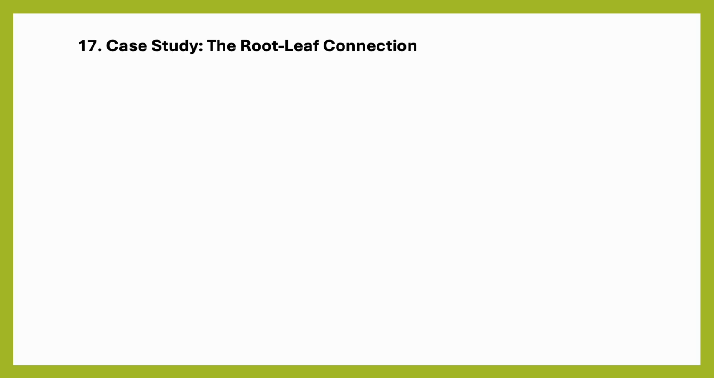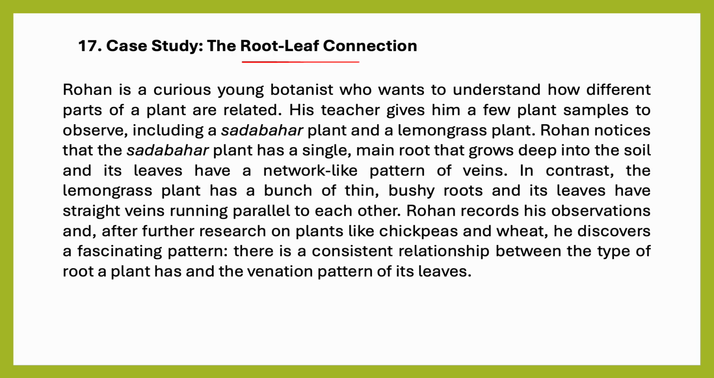Next, we will see case study 2, the root-leaf connection. Rohan is a curious young botanist who wants to understand how different parts of a plant are related. His teacher gives him a few plant samples to observe, including a Sadabahar plant and a lemongrass plant. Rohan notices that the Sadabahar plant has a single main root that grows deep into the soil, and its leaves have a network-like pattern of veins.